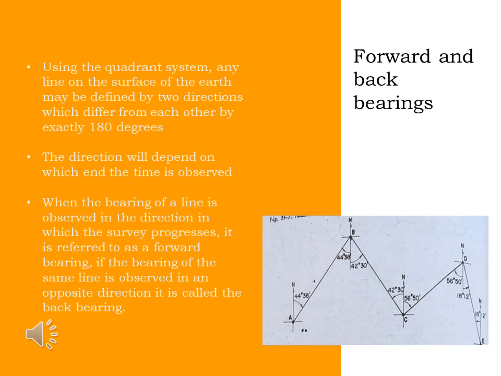Forward and back bearings. Using the quadrant system, any line on the surface of the Earth may be defined by two directions which differ from each other by exactly 180 degrees. The direction will depend on which end the line is observed. When the bearing of a line is observed in the direction in which the survey progresses, it is referred to as a forward bearing. If the bearing of the same line is observed in the opposite direction, it is called the back bearing.